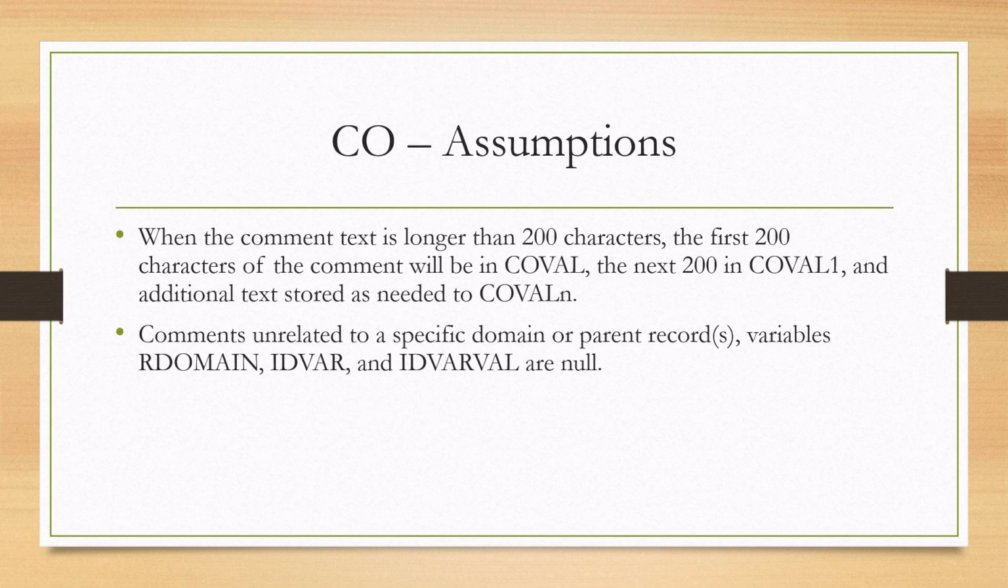Domain information goes in the RDOMAIN of the CO dataset, so we do not have the information for RDOMAIN. And when we do not have any information about the comment being related to any record of any specific domain, then we do not have the IDVAR and IDVARVAL information as well. So for comments unrelated to any domain or parent record, we cannot populate RDOMAIN, IDVAR, and IDVARVAL in the CO domain, and these three variables will be kept as null. However, CODTC should be populated if captured.